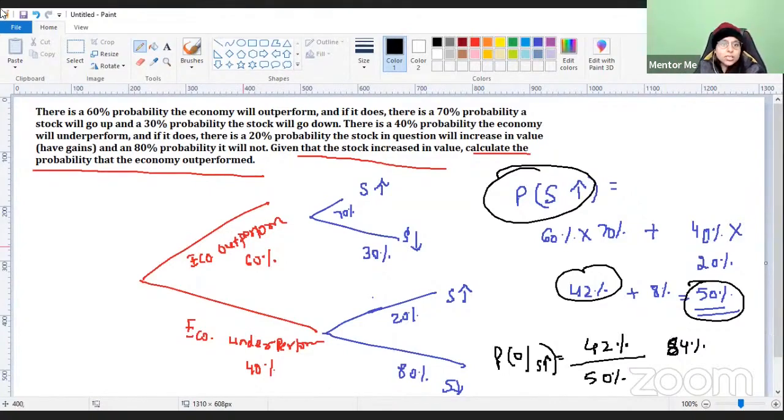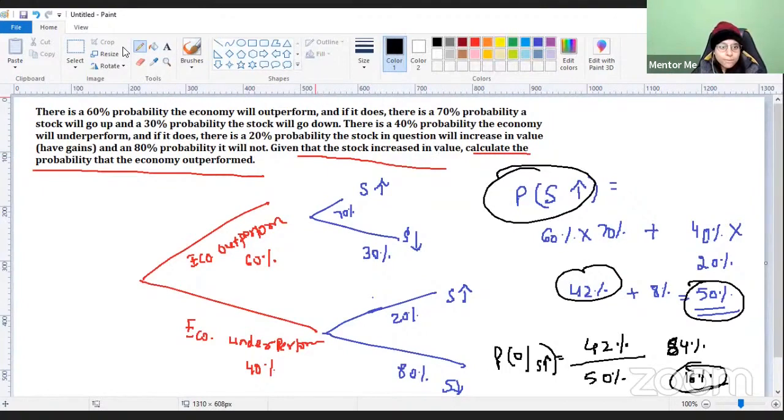अभी अगर क्वेश्चन होता given that the stock prices have increased in value, calculate the probability that the economy has underperformed, उसका क्या आंसर होता? अगर ये लास्ट में आउट परफॉर्मेंस की जगह पर अंडर परफॉर्मेंस लिखा होता तो क्या आंसर होता? 16%. That is just the opposite of it. मतलब अगर 100% है ये, तो 100 minus 84 is 16%. So there is a 16% chance that given that the stock prices increased in value, the economy has underperformed.